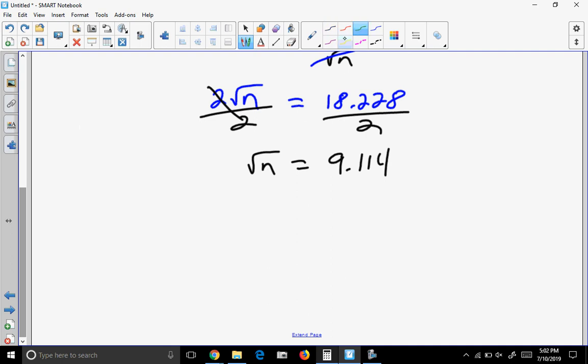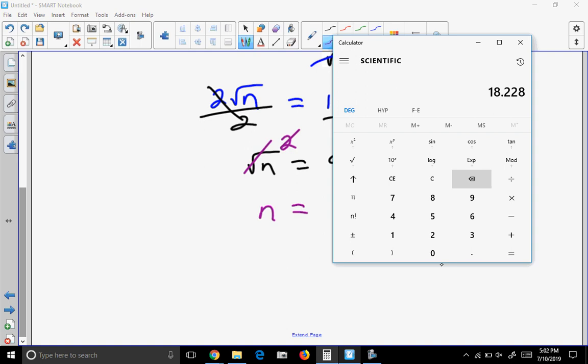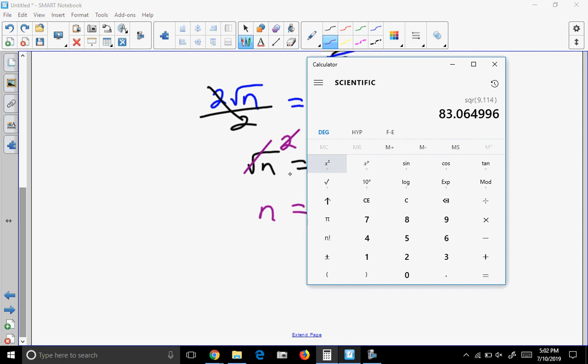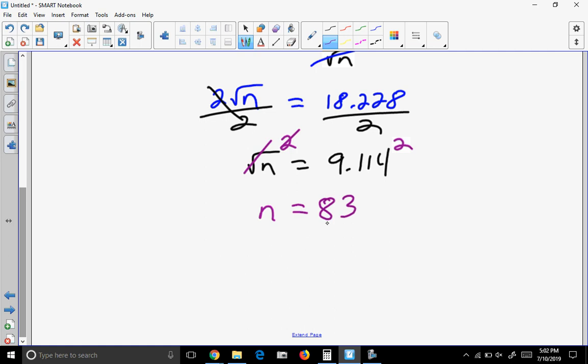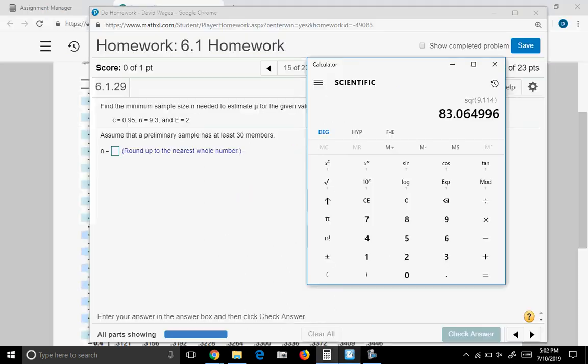If we want to know what n is, to get rid of a square root, we square both sides. So n is 9.114 squared, 83.06, which we need to round to the nearest integer. We need a sample size. We have to be careful. It says find the minimum sample size. When we do our calculation, we get a value that is really over 83. So if we round down to 83, 83 is smaller than the necessary sample size.